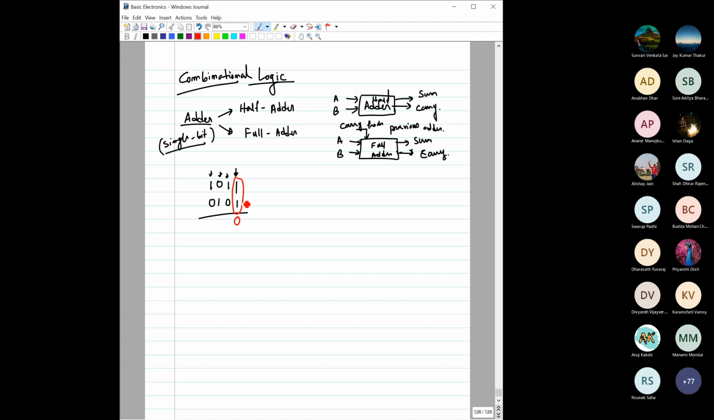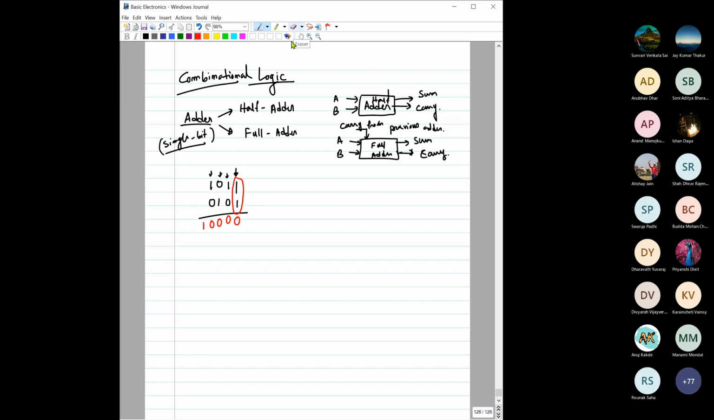Then the sum is 0 and the carry is 1. We have to add this carry with the next bit. So 1 0 is 1, plus 1 with the carry, then 1 1 is 0, carry is 1. Take this 1 here. Then 1 1 again is 0, carry is 1. Then 1 1 is 0, carry is 1. That carry will go and sit here.